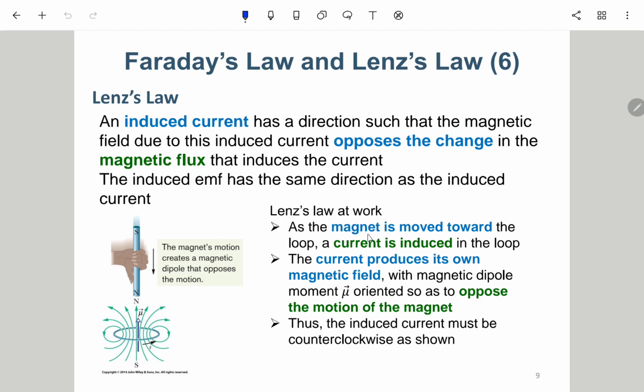And then Lenz's law at work. Okay, so as the magnet is moved towards the loop, a current is induced in the loop, and the current produces its own B field with a magnetic dipole moment oriented so that it opposes the motion of the magnet. Thus, the induced current must be counterclockwise as shown.